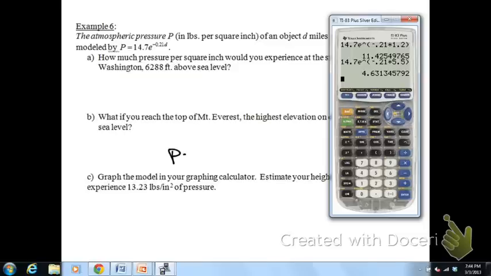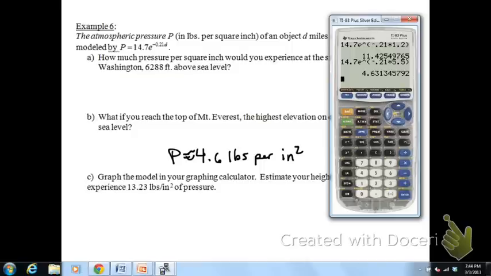So our pressure here is about, I should put the approximate sign, 4.6 pounds per square inch, per inches squared. Notice as we got higher up, the atmospheric pressure drops, and that does make sense. There's less air up there, so the pressure is less.